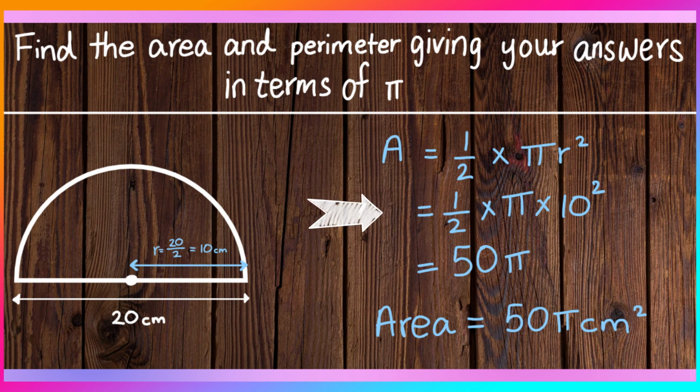Then, in your calculator, only enter 1 by 2 times 10 squared and press the equals to button. For this, you will get 50. Then, as we have to give our answers in terms of pi, just write 50 pi as your final answer. Therefore, the area is 50 pi centimeters squared.